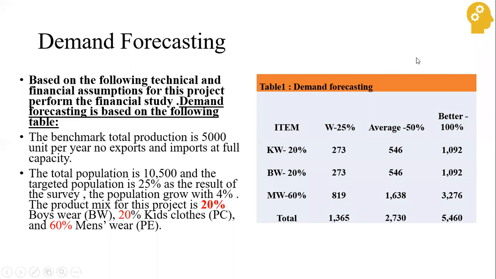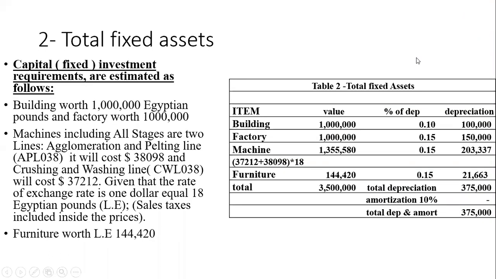After that, we look for the second requirement, which is the total investment. The first item in the total investment is the fixed investment in the machines, assets and equipment. So I have a building which is 1 million, and a factory which is 1 million. So I prepare the values here.